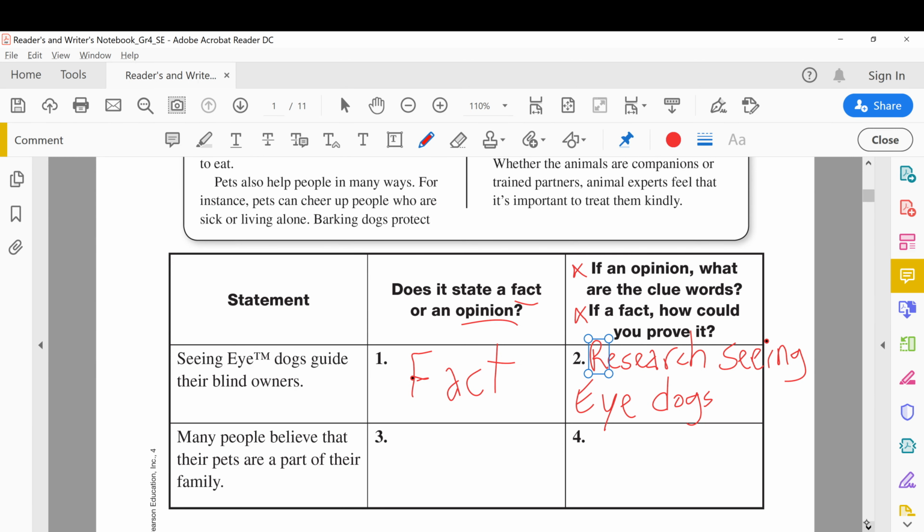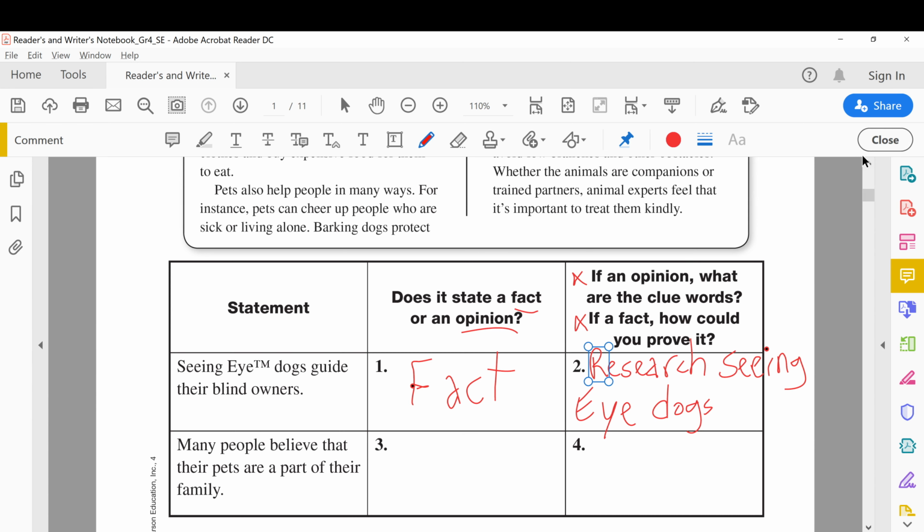We come to the second statement. Many people believe that their pets are a part of their family. So this one, I'm gonna give you a hint. The word believe, they think, many people believe. So here, to answer number 3, again, does it state a fact or an opinion? Is this statement a fact or an opinion? Read it again, go read it from the context from the passage above, then go back and write, is it opinion or fact? Then number 4, if it is an opinion, what are the words that help you know it? Which word here helps you know that it is an opinion? If it is a fact, how can you prove it?